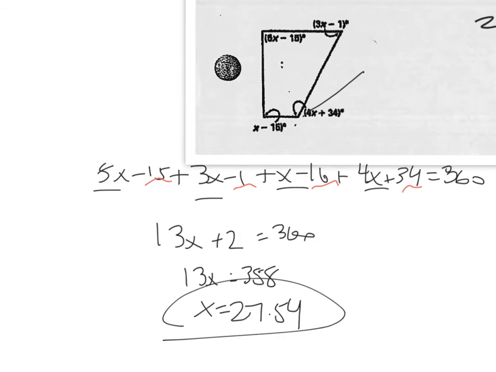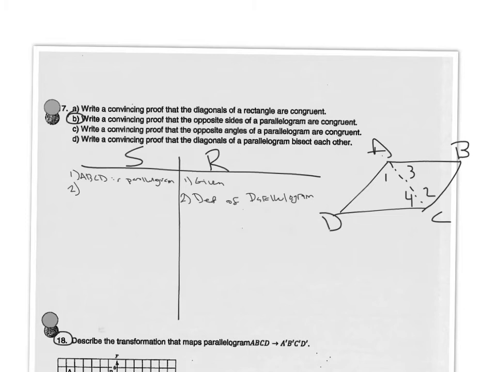Okay, last page. Take a look at number 7. Write a convincing proof that the opposite sides of a parallelogram are congruent. I labeled a few things on the picture, and I started with the first step because we all know how to start with the given. It's a parallelogram. Okay, and remember, once you find the parallelogram, you can use definitions of the parallelogram.